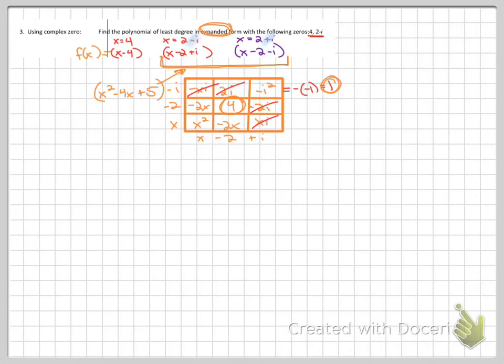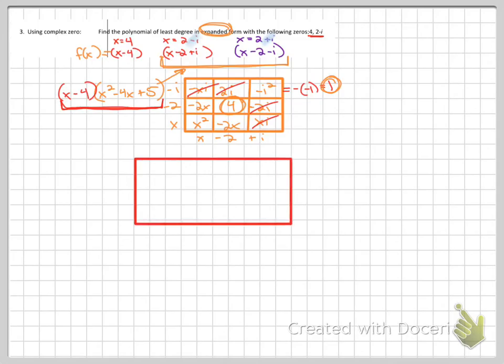Don't forget, you still have to multiply that by x minus 4. So now you have one more area diagram to do. I will set up my area diagram, but I'm not going to show my work. I am now trying to multiply the x minus 4 times the answer I got earlier. So x minus 4, I guess I'll do it upside down, times the answer I just got, x squared minus 4x plus 5.